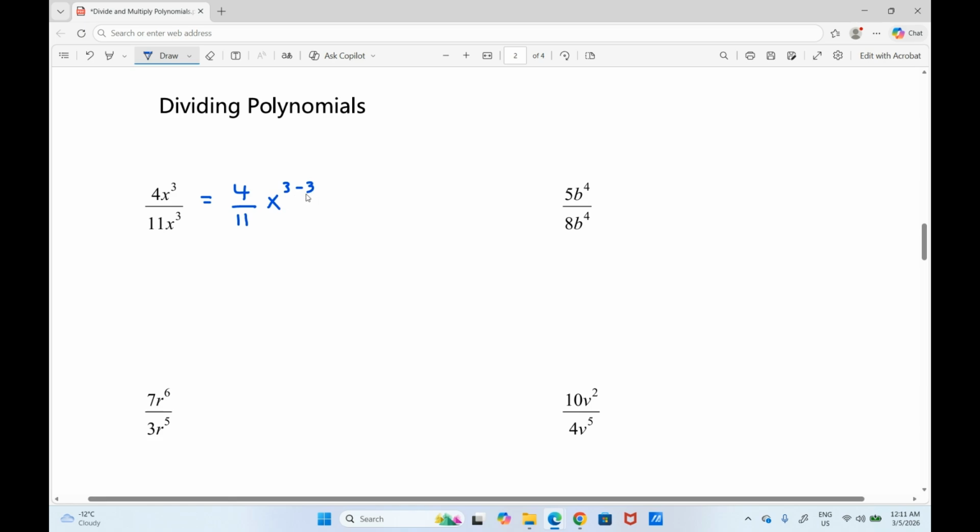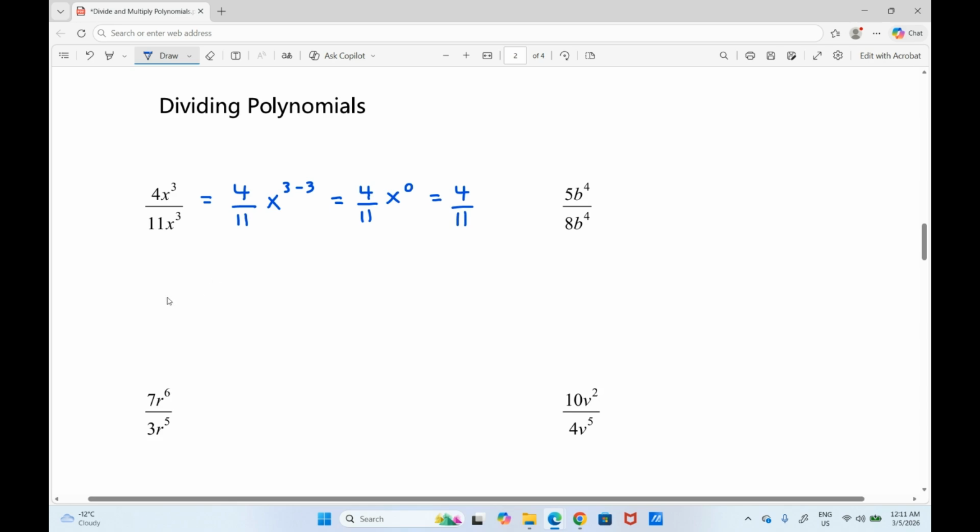And 3 minus 3 is going to be 0. So I'm going to get 4 over 11, and then I'm going to get x to the exponent of 0. But recall that any number except for 0 to the exponent of 0 would equal 1. So what I'm left with is 4 over 11 as my final answer.